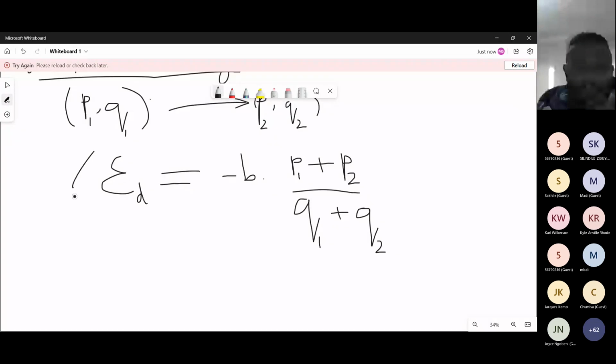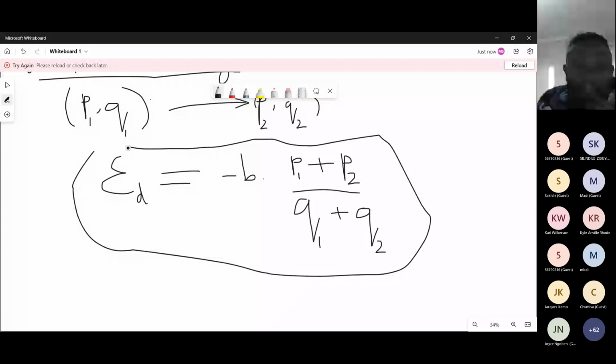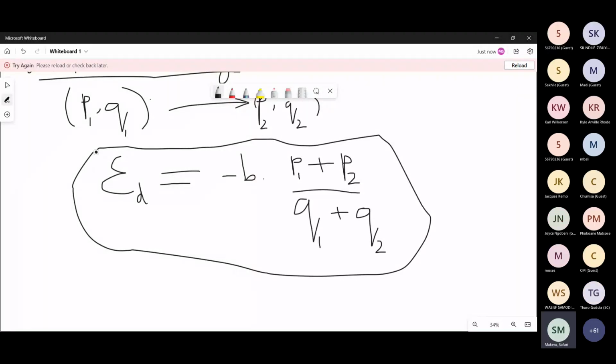Okay, great. So this is the formula that we have for what is called arc price elasticity of demand from one point to another. Let's take an example. Maybe on page 16, right? Let's look at activity 1 on page 16.